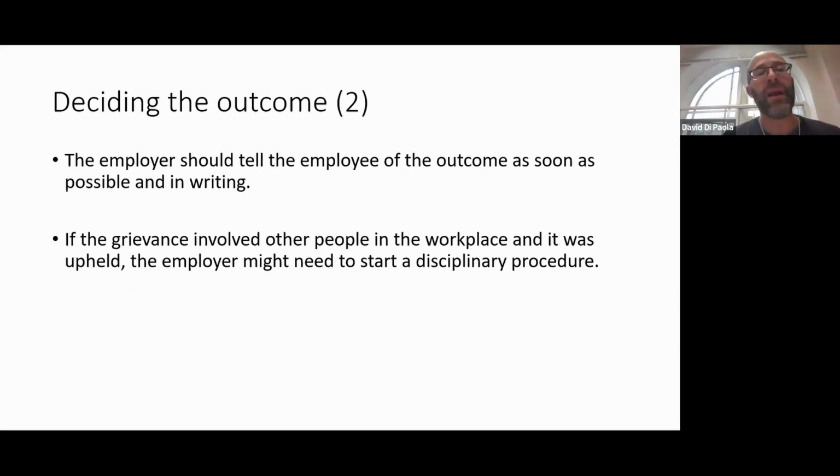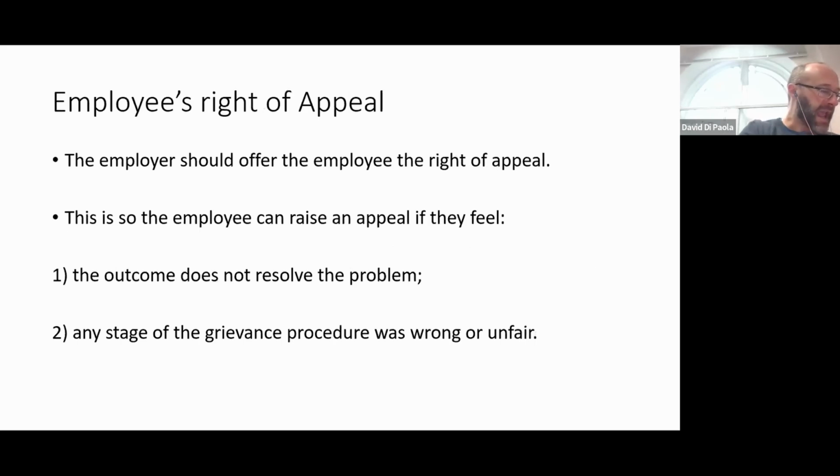So, deciding the outcome. The employer should tell the employee of the outcome as soon as possible and in writing. Again, that is very important. Without a doubt, put your grievance outcome in writing. If the employee is unhappy with the outcome given to them in writing, they might decide to take that further, and we want to make sure what's in writing is very clear and sets out precisely our thoughts and processes behind why we have reached our decision.